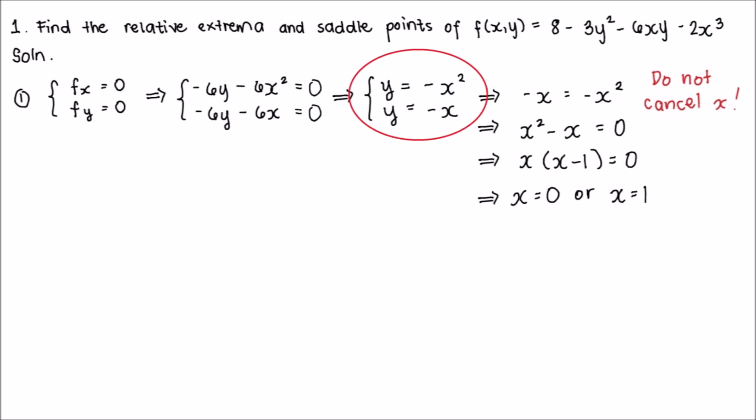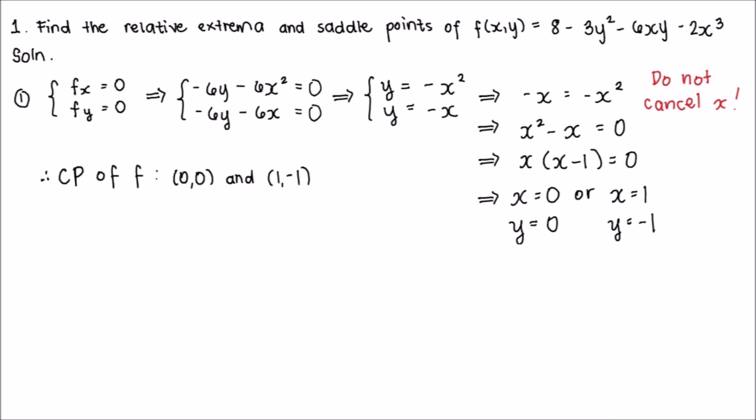This gives us either x is 0 or x is 1. Now we have these functions for y. We can use any of these two to solve for the corresponding y value. If x is 0, then y is also 0. And if x is 1, then y is negative 1. Therefore, our critical points are (0, 0) and (1, negative 1).